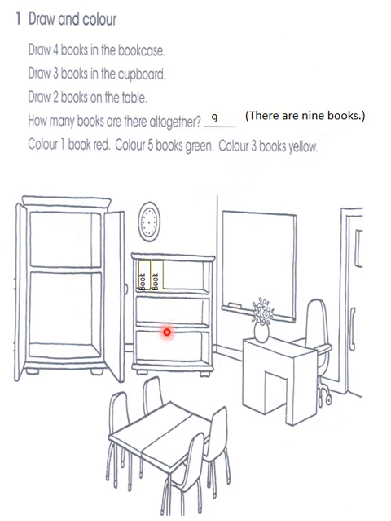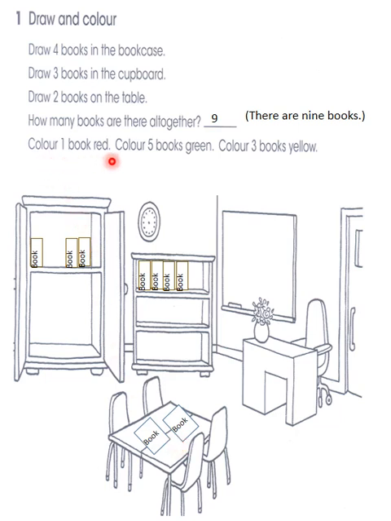1, 2, 3, and 4. Now we have drawn 4 books in the bookcase. 4 books in the bookcase. 1, 2, 3, and 4. And then we'll draw 3 books in the cupboard. 1, 2, and 3. 3 books in the cupboard. And then we'll draw 2 books on the table. Since the books are standing, they will look like this. But here on the table, they will look like this. Right? So now we have 2 books on the table.